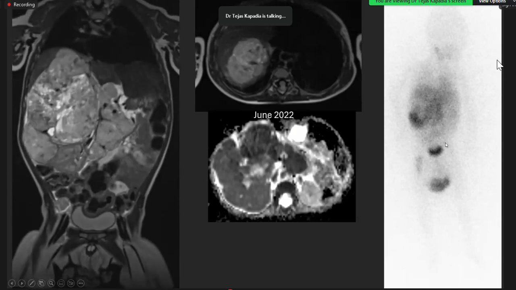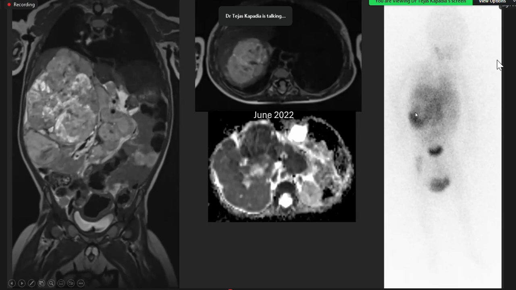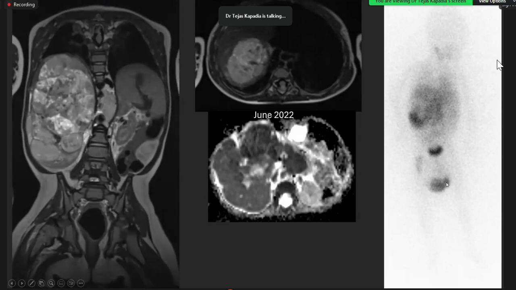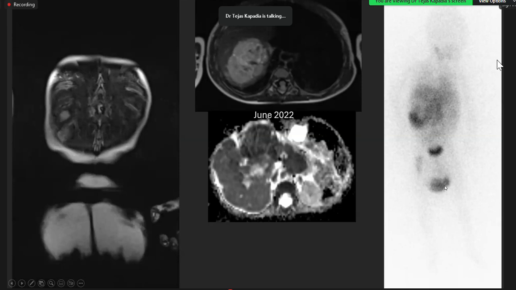So on the MIBG, you can see there's increased uptake in this region. And then this is the excretion in the bladder, and that's the tracer going out into the diaper. So that's the skull part, that's the body part. Here are the limbs, and here are the lower limbs. So you can see some abnormal uptake here in the right proximal femoral region.